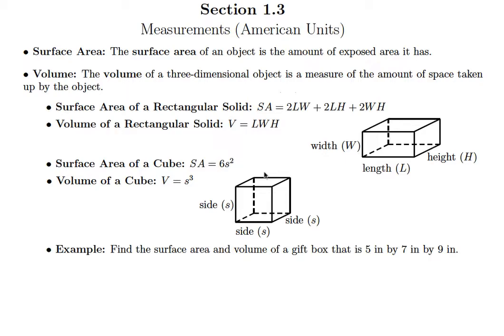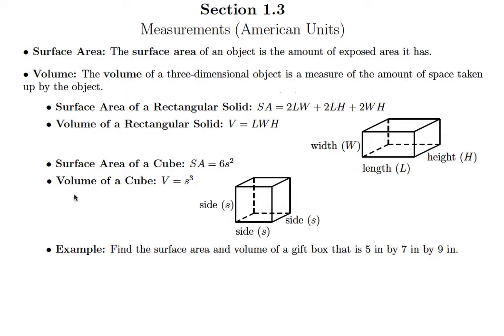So we'll look at two different measurements that we can take for these objects. So first is the surface area. And so the surface area of an object is just the amount of exposed area it has. So think of the surface area as telling you how much wrapping paper to use on a gift box, for example. And then, of course, the volume is just the amount of three-dimensional space it takes up, right? So if I was to fill, say, this rectangular solid with sand, the volume tells me how much sand would fit in that box.